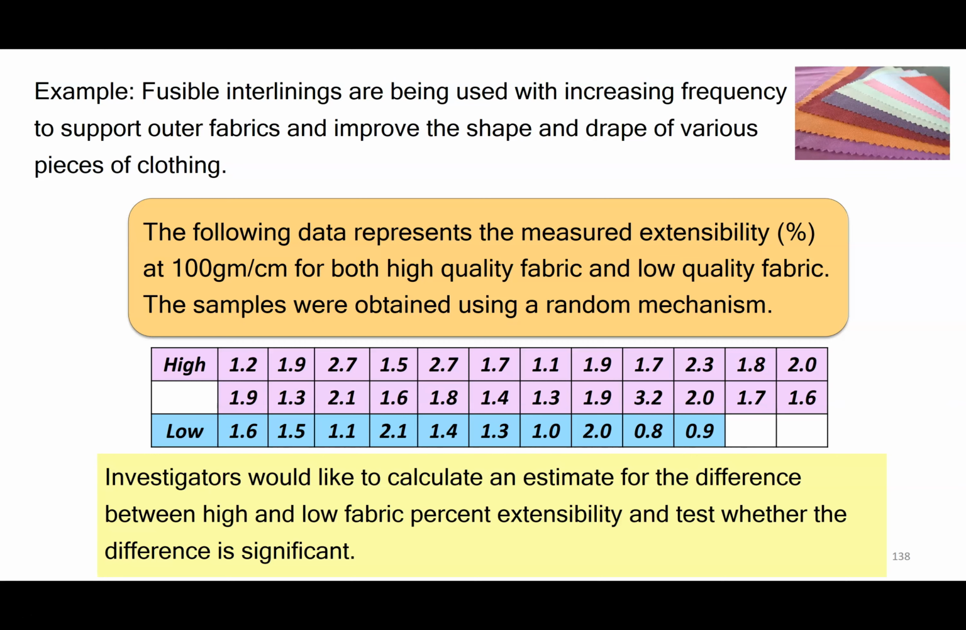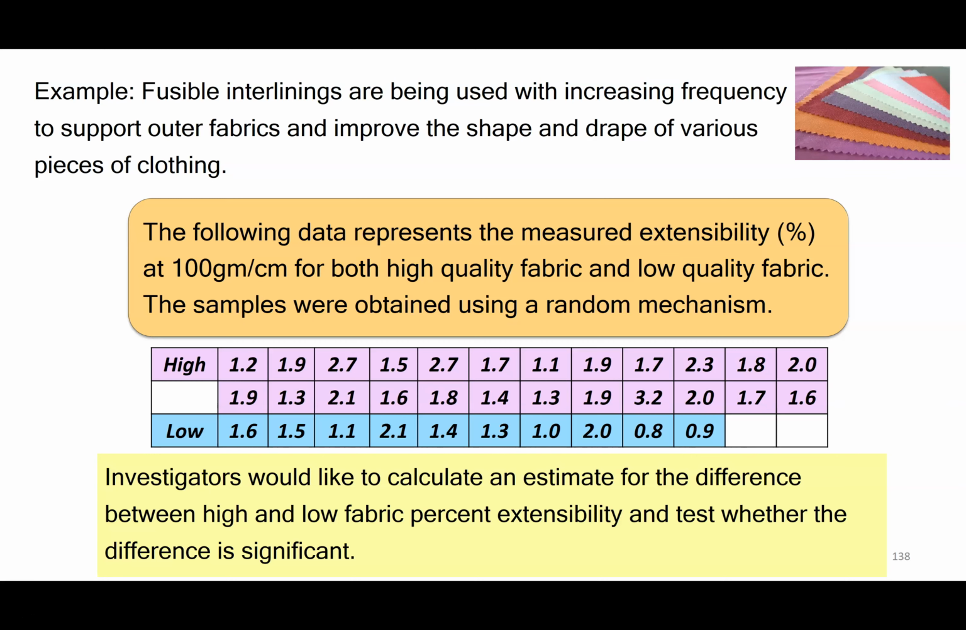So the other example we're going to work through here, we're looking at fabrics. Fusible inner linings are being used with increasing frequency. Basically, when they glue some stuff together to support outer fabrics. And so we're looking at the extensibility. I think that has to do with the stretchiness. I could be totally wrong.